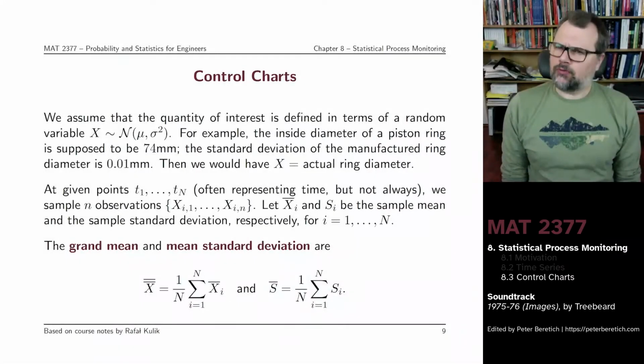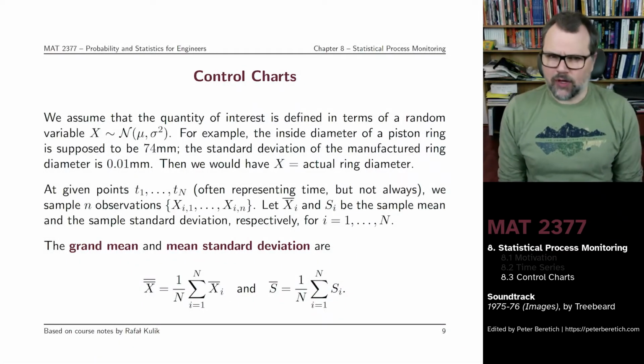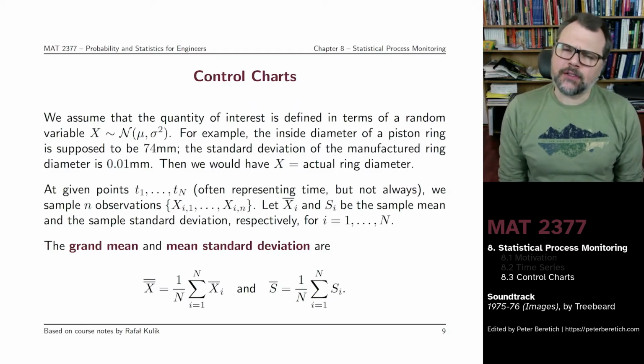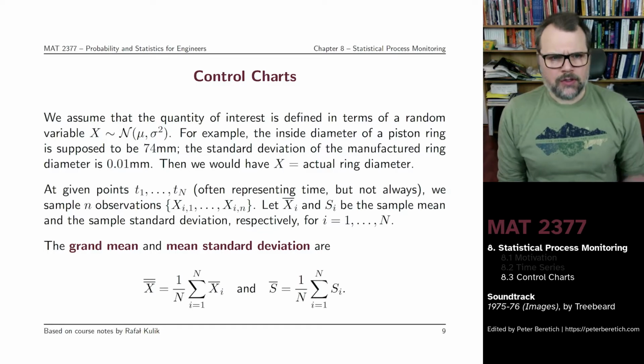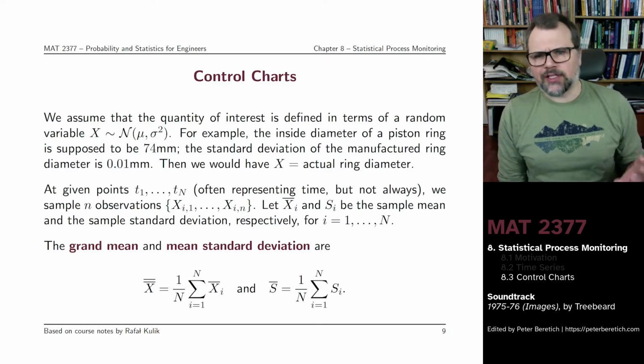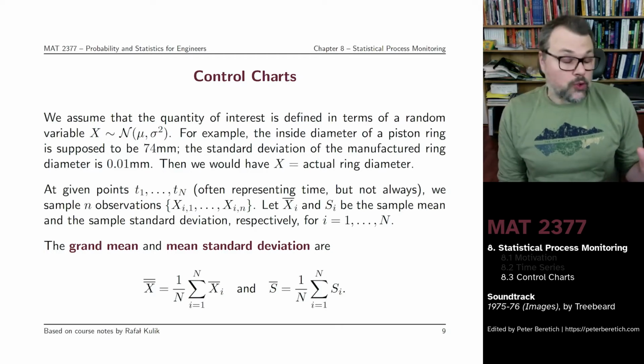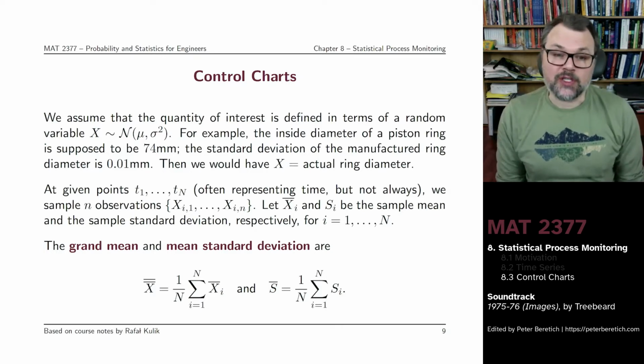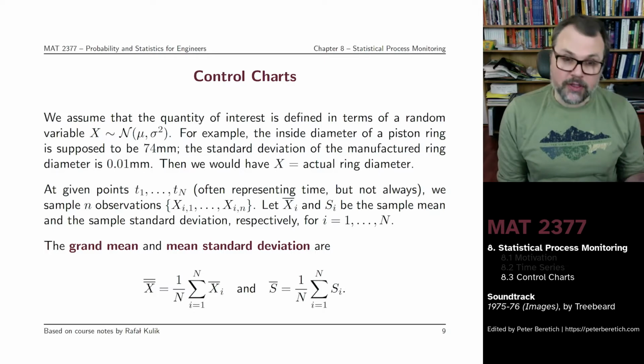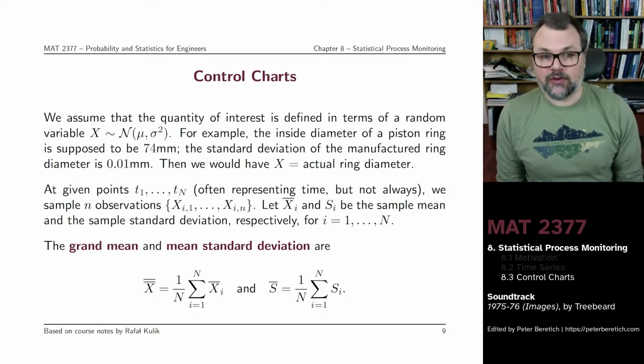So what can we do to identify these breakpoints? Well, the main statistical tool at our disposal is the control chart. So you assume that the quantity of interest is defined in terms of some random variable, and for now we'll assume that it's a random variable which is normally distributed. So population mean and a population variance.